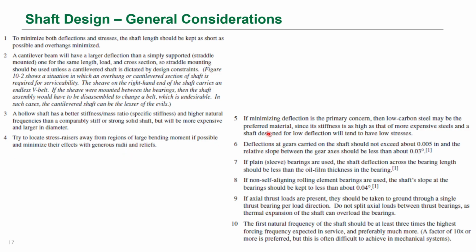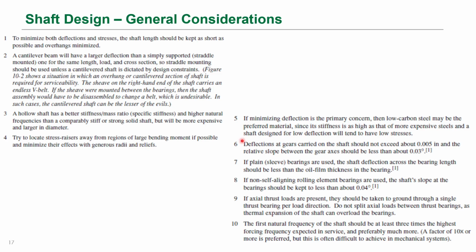If you really care about the deflection, then a low carbon steel can be a preferred material. It's just as stiff as a more expensive material. We saw that different alloys of steel have the same Young's modulus, but it's a lot cheaper than more expensive steel alloys. So you'll get the deflection as a requirement, the stiffness requirements, you just may not have the strength requirements.